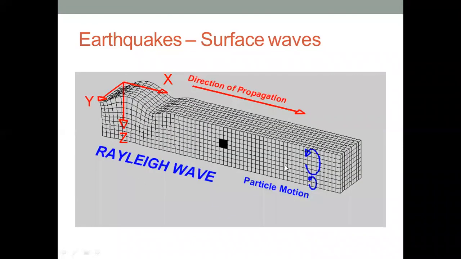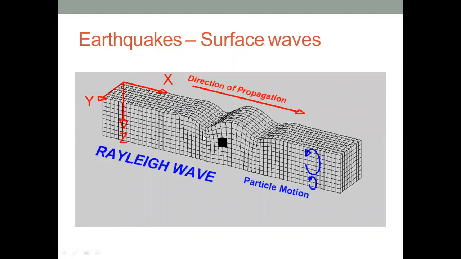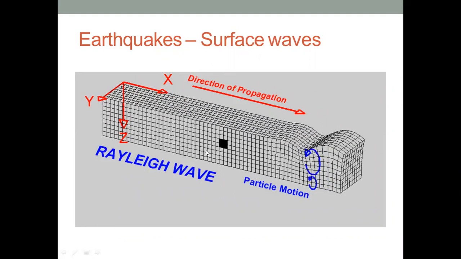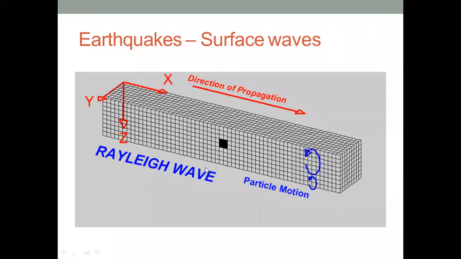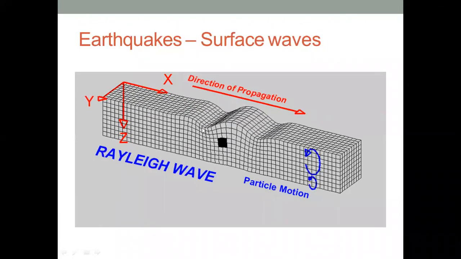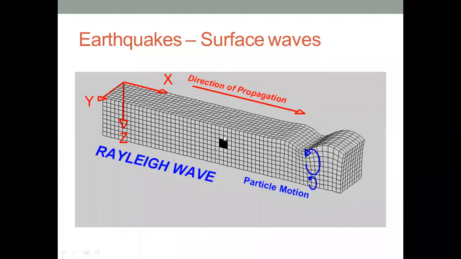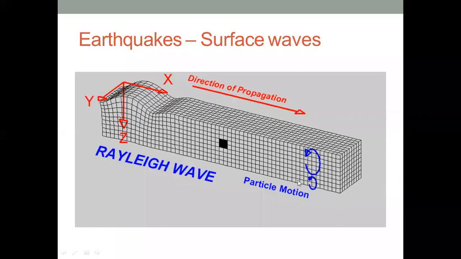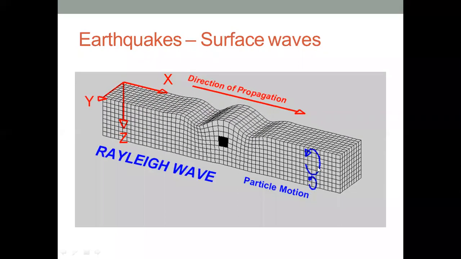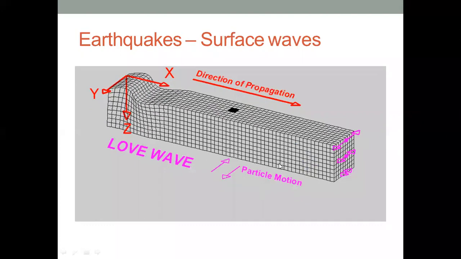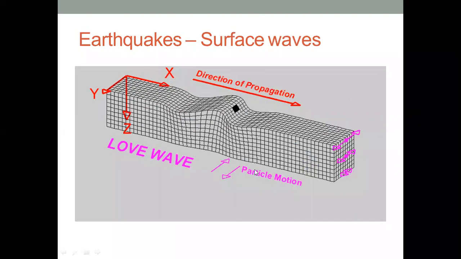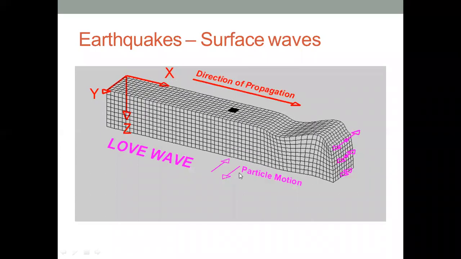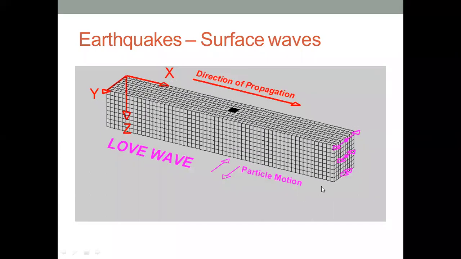Here you can see the particle motion is a rolling one. It is the combination of vertical shear waves and P waves. You can see the particle motion is in a compression manner also, and at the same time the rolling is also there. You can see here rolling of the particles, the Rayleigh wave. And another one, the Love wave. You can see the particle movement is happening in the transverse direction. This is the example of the L waves.